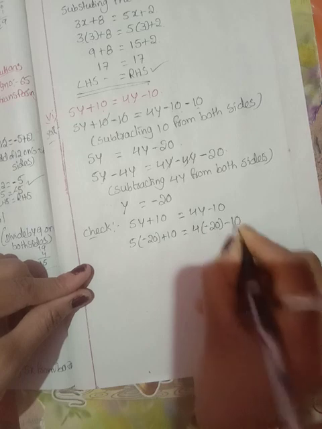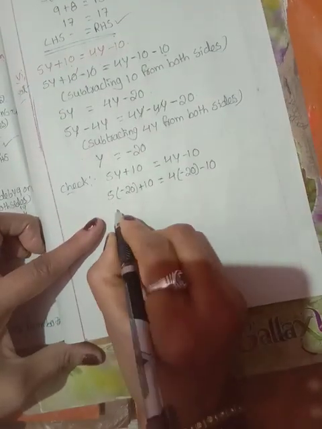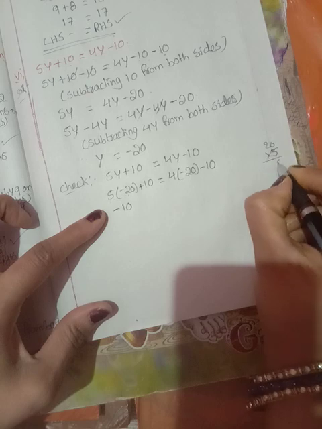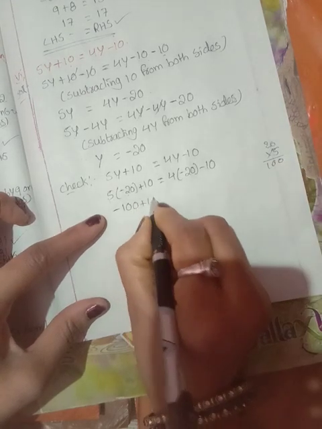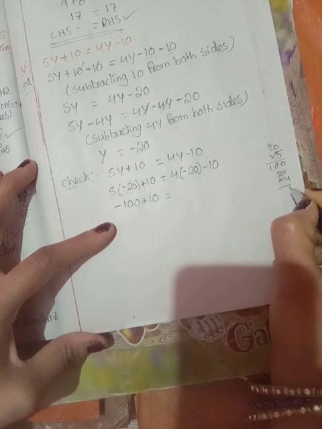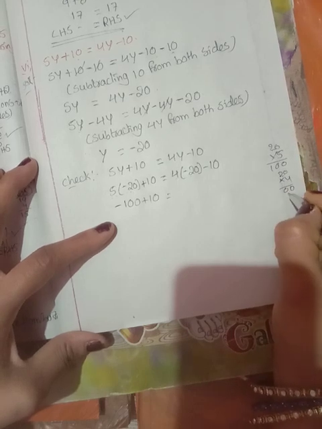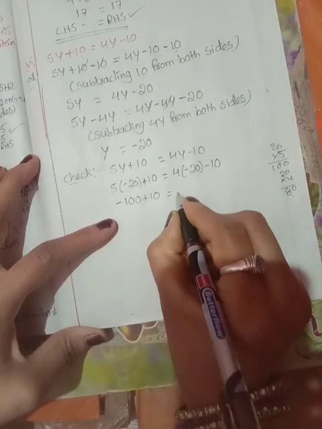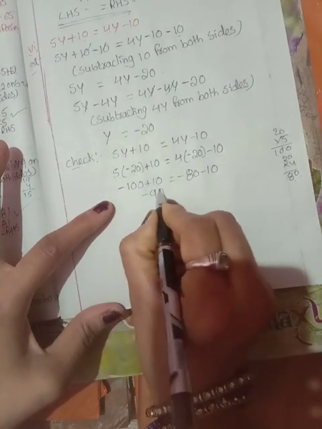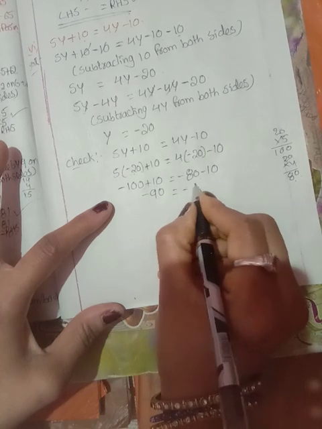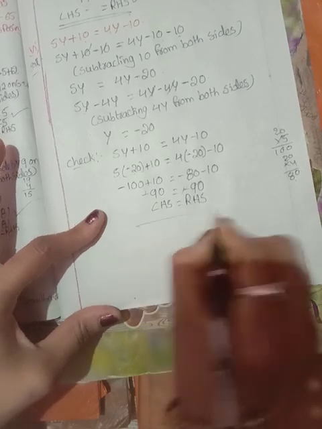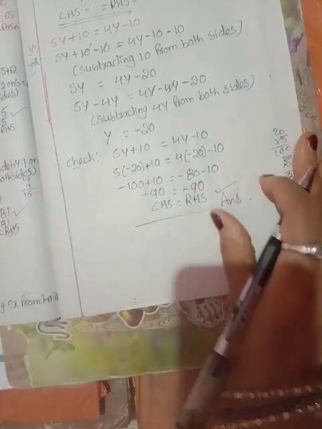Y is minus 20, and substituting it in this equation: 5 times 20 is 100, so minus 100, plus 10, equal to 20 times 4. 20 times 4 is 80, so minus 80 minus 10. So minus 100 plus 10 is minus 90, equal to minus 80 minus 10, which is minus 90. Both are the same, LHS equal to RHS. Your problem answer is correct. Okay, Gagan, say neatly.